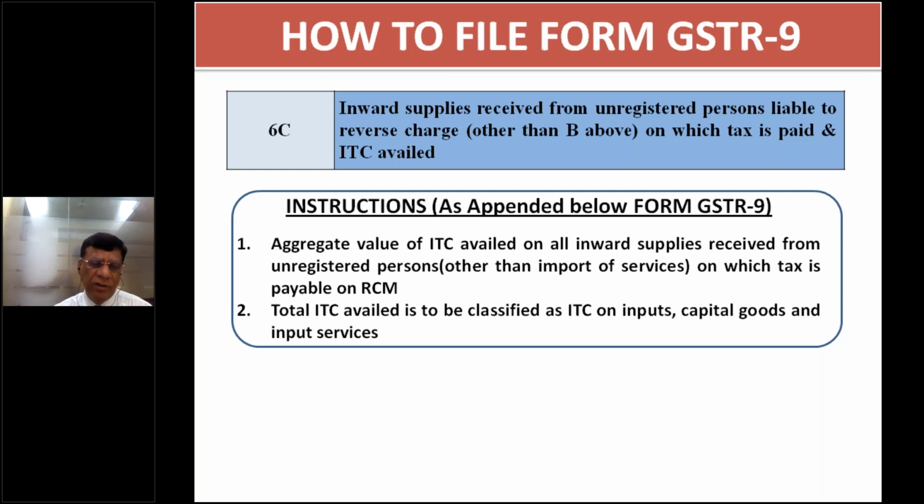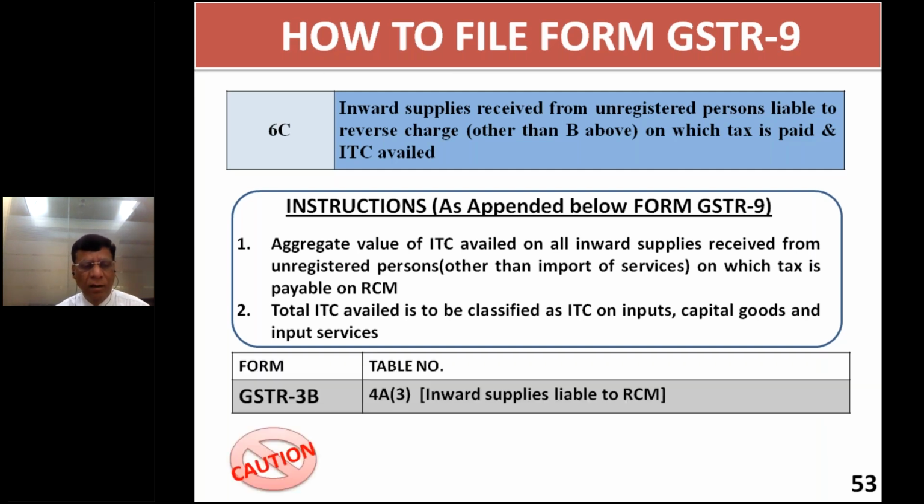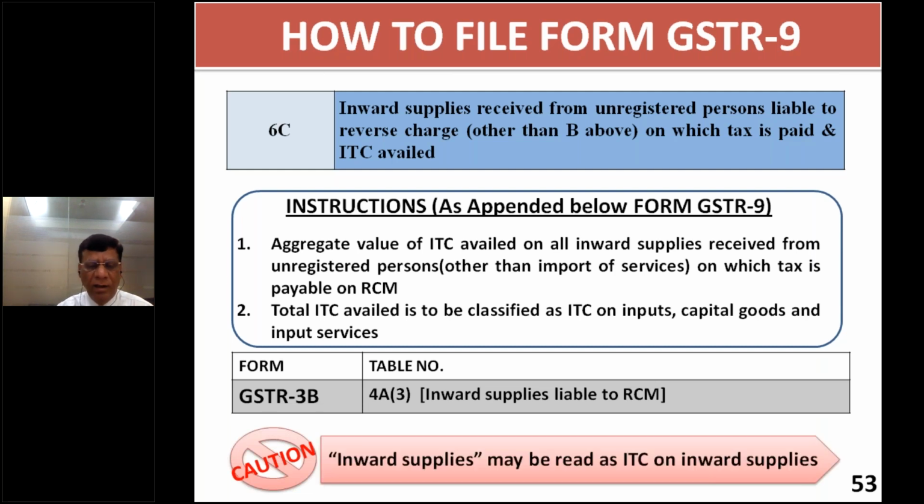Total ITC availed is to be classified as ITC on imports, capital goods, and input services. So this information we can bring from 4A3 of GSTR 3B. And here we have to say that inward supplies may be read as ITC on inward supplies. These kinds of small mistakes the drafters are supposed to have made.